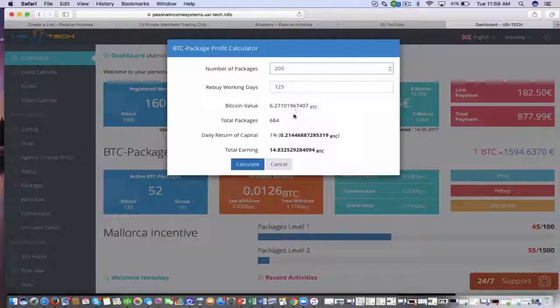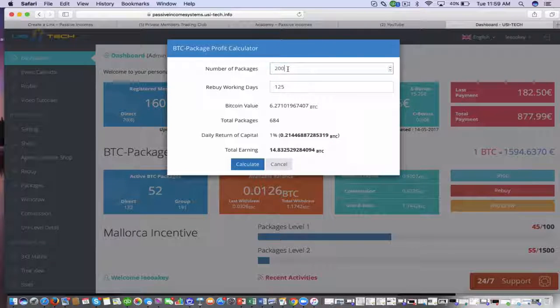Now, what it also does very cleverly is show you that if you compounded 200 packages for 6 months, 125 working days, you would have 684 packages by the time the 6 months had finished. But what we were trying to achieve when I had that discussion with her was to look at where she was on the daily return of capital.